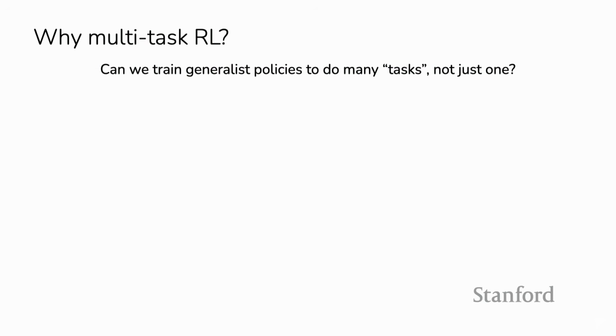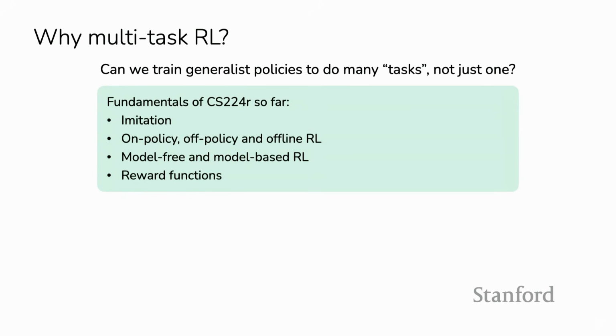Now, why do we care about multitask reinforcement learning? If we go back to a lot of the topics that we've talked about in the course so far, like imitation learning, on-policy and off-policy RL, offline RL, model-based RL, reward functions, a big topic that's recurred in many of these lectures is data efficiency. Like how much data do we need to be able to calculate a gradient that is accurate?